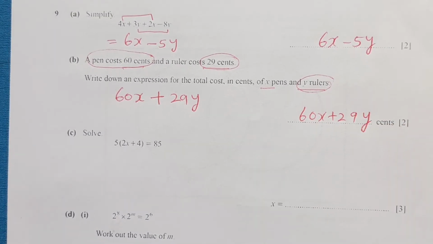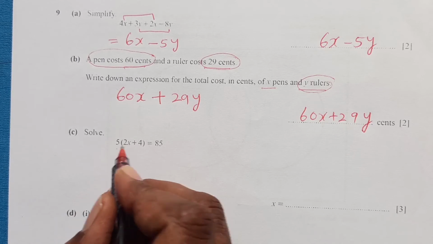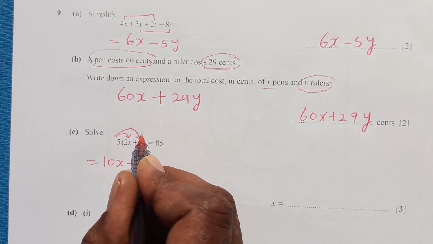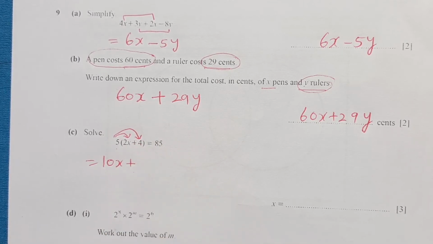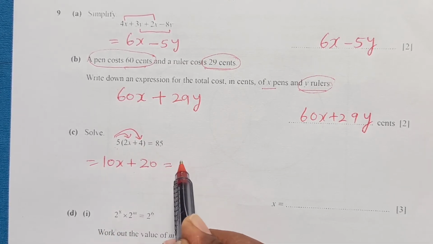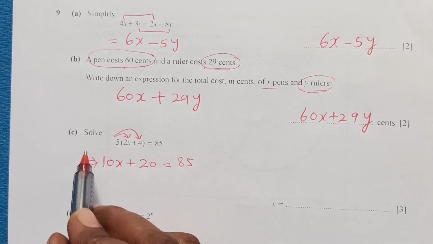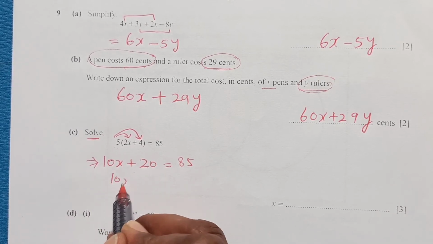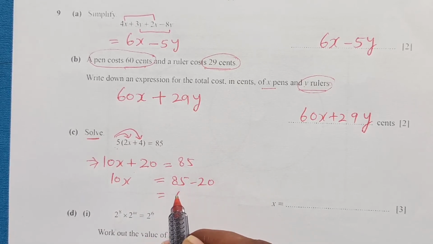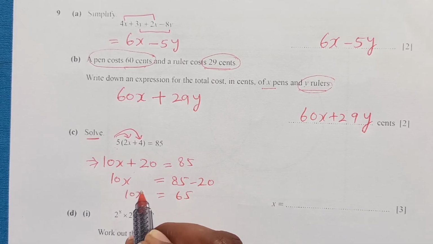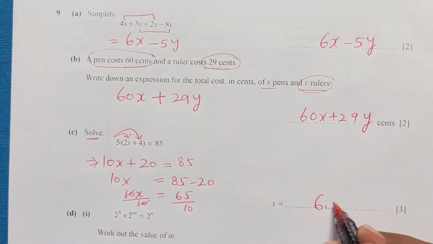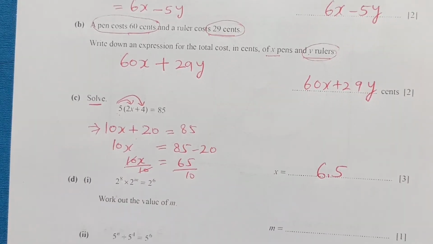Now solve this. We have 5 outside, so we are going to multiply 5 times 2, which is 10x. Plus, then again 5 times 4, if there is plus you put plus, if minus you put minus. 5 times 4 is 20, equals 85. Solving means we need the value of x. So 10x is equal to 85 minus 20, which is 65, right? So 10x equals 65, divide by 10 on both sides. 65 over 10 is 6.5. So the final answer is 6.5.